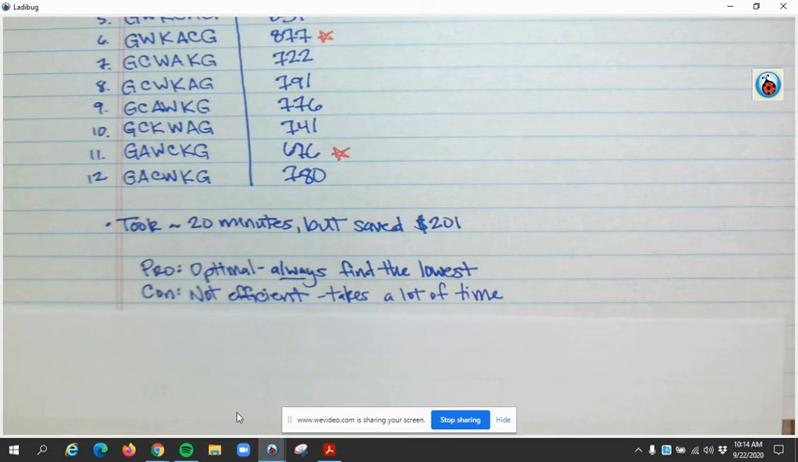And that is how you do the brute force algorithm. We have 2 more algorithms to get to, which we'll cover tomorrow.